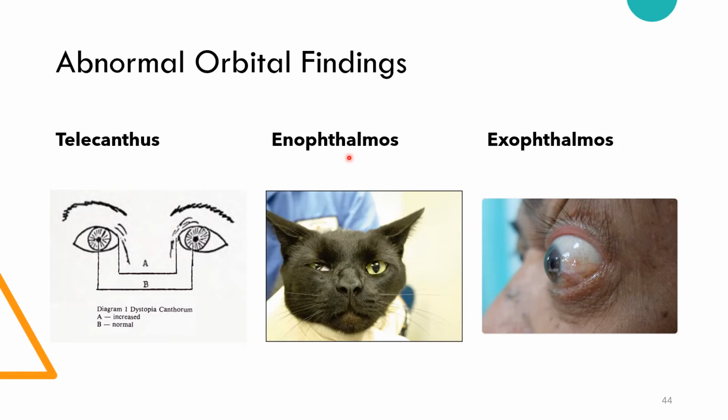Then we have enophthalmos. Here, one eye is generally much smaller than the other. It may be poorly developed or it may be fully developed. And then we have exophthalmos, and this is a protruding eye. Typically, we would see this in patients with Graves' disease.